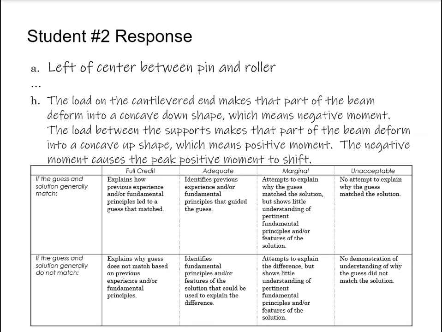This student has provided a lengthy reflection, but that did not equate to an explanation of why the peak positive moment must be left of center between the pin and roller supports. The student recognizes that the negative moment over the roller support plays a role, but does not explain the role. Why does the negative moment cause the peak positive moment to shift left? The student doesn't explain. Therefore, this reflection is adequate.